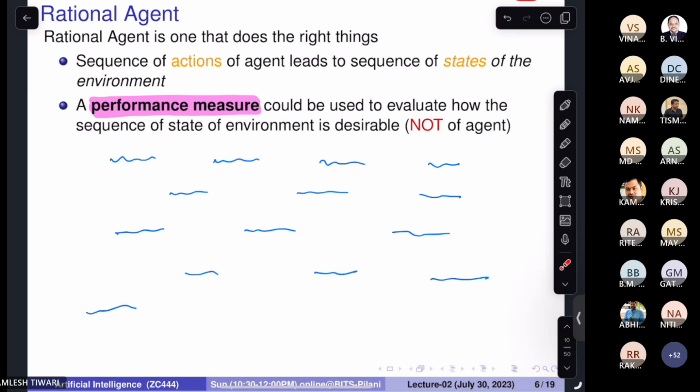So let me give you a problem. Let's assume that there is an autonomous driverless car. What could be the performance measure? Can you tell me?